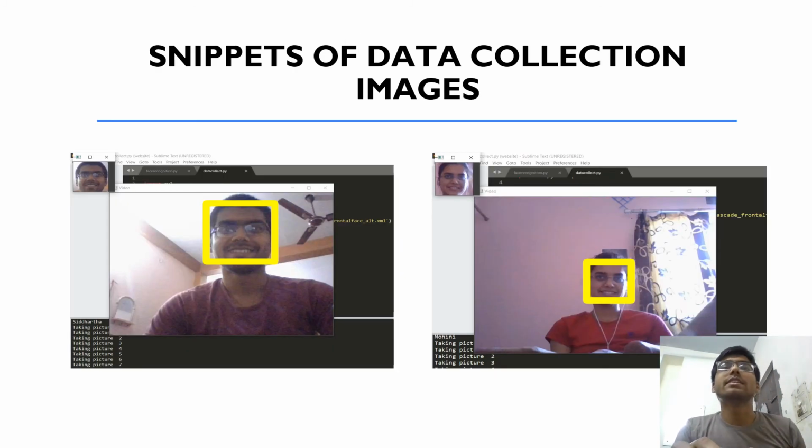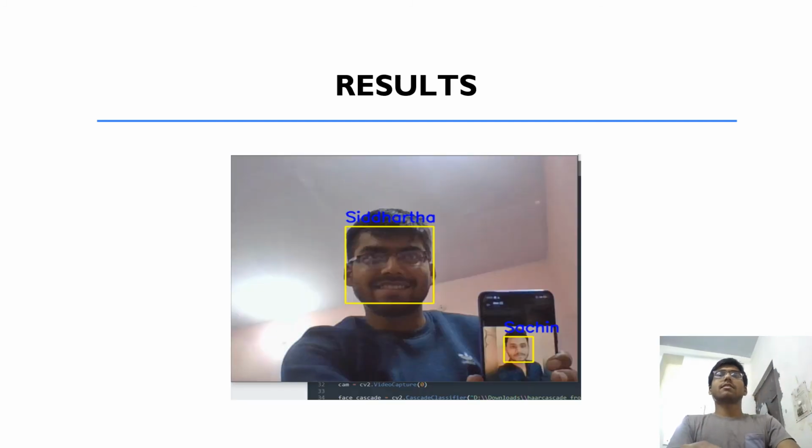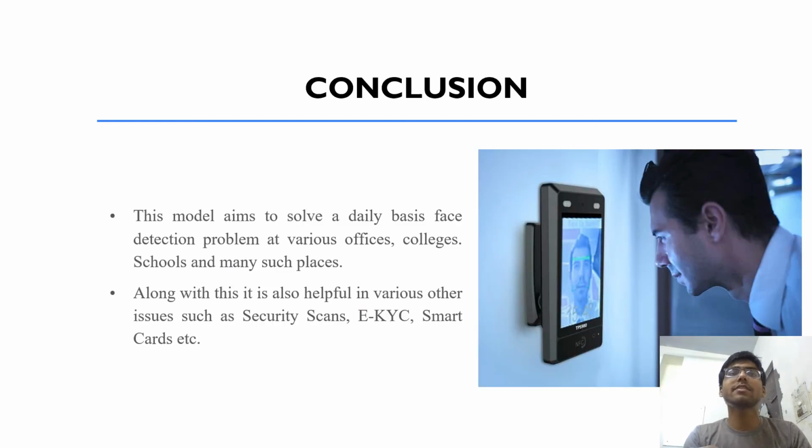So here we are providing some snippets of the data collection images. So this is my face. I'm writing its name as Siddharth, and this is for some other person whose name is Mohini. Then I also state the name of this person, Sachin. So in the result section, when I put my face in front of this, it was detecting the face in this yellow rectangle and also giving the name Siddharth. It is detecting the face and then the name Sachin. So this is how this model is working.